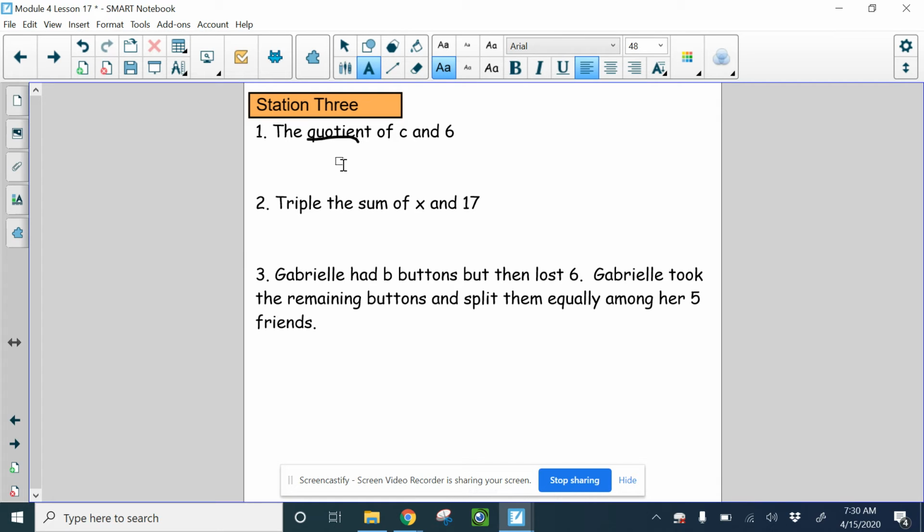So again, I could write that as a fraction. I'm going to do a slash line on here just because that's easiest on my computer screen. So I would have C divided by 6 across this way.